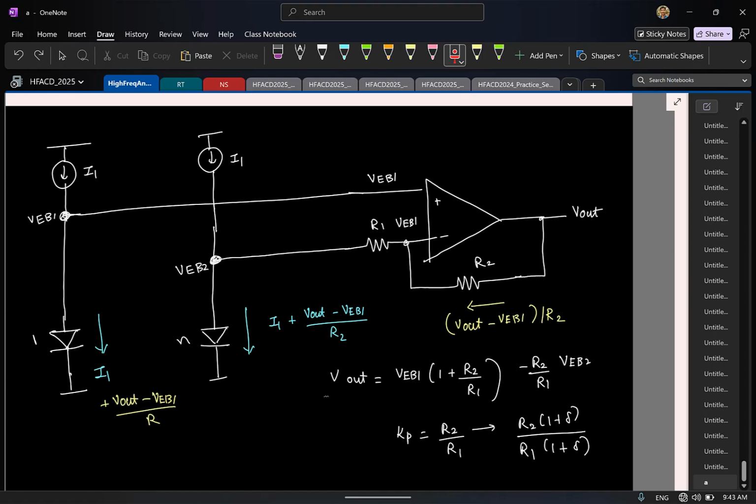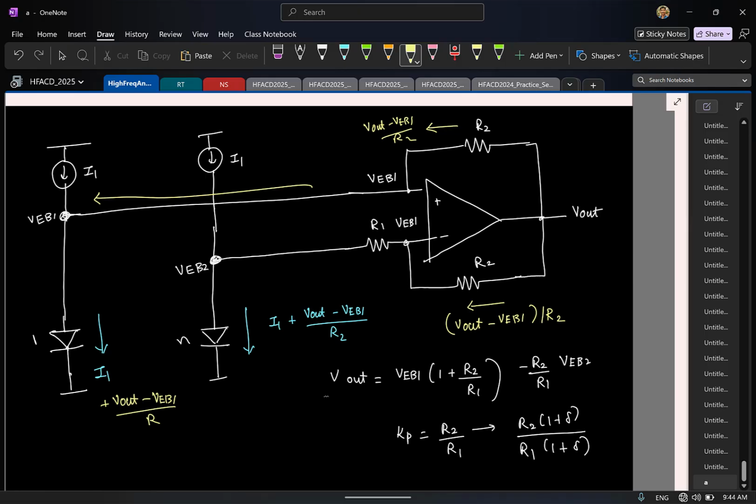Now I need to generate a voltage which is Vout minus VEB1 divided by R2. I have Vout here, I have VEB1 here. What can I do? If I go and put a resistor R2 here now, what will be the current flowing? Same thing: Vout minus VEB1 by R2, and that current is flowing here, and that will actually supply this.